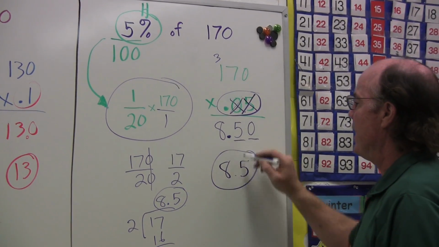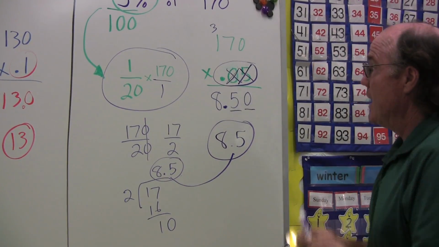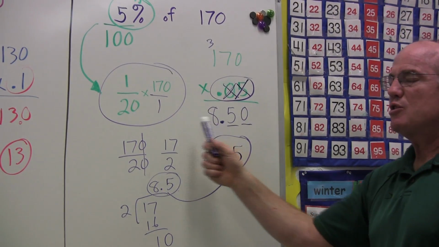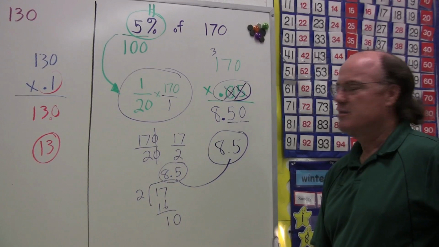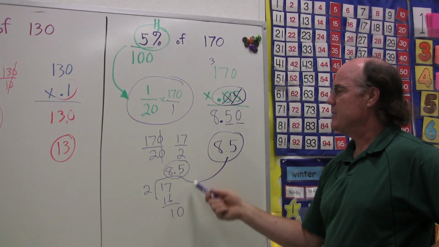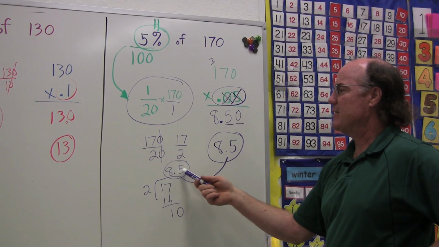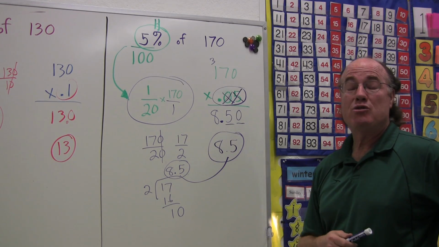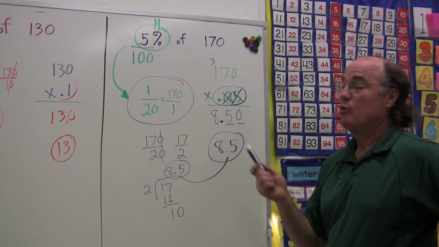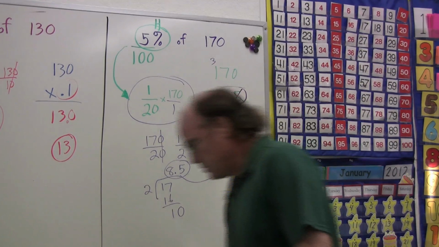8.50 is 8.5. Now which one of those was easiest for you to do? Probably for me it was this, because I know if I had $17, half of that is 8.5, and divided by 2 is half. But some of you may do this better. Okay, we'll do some more problems.